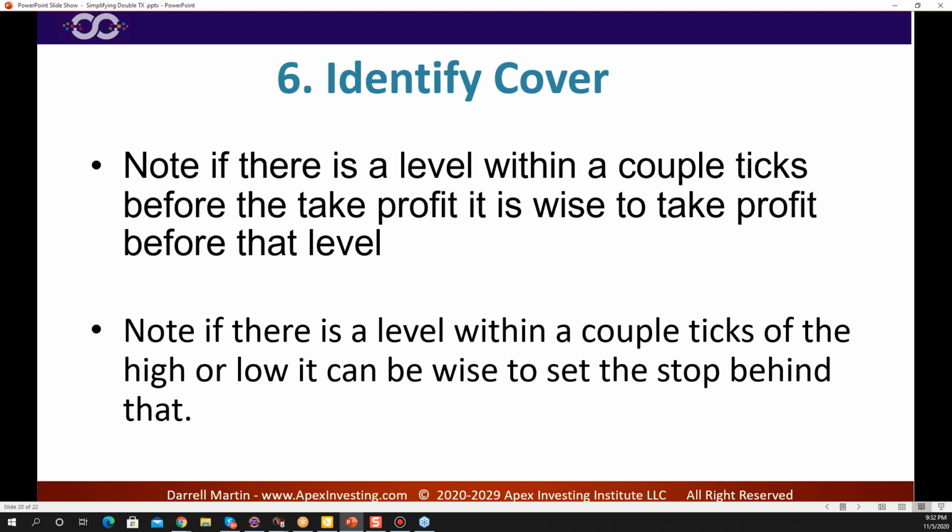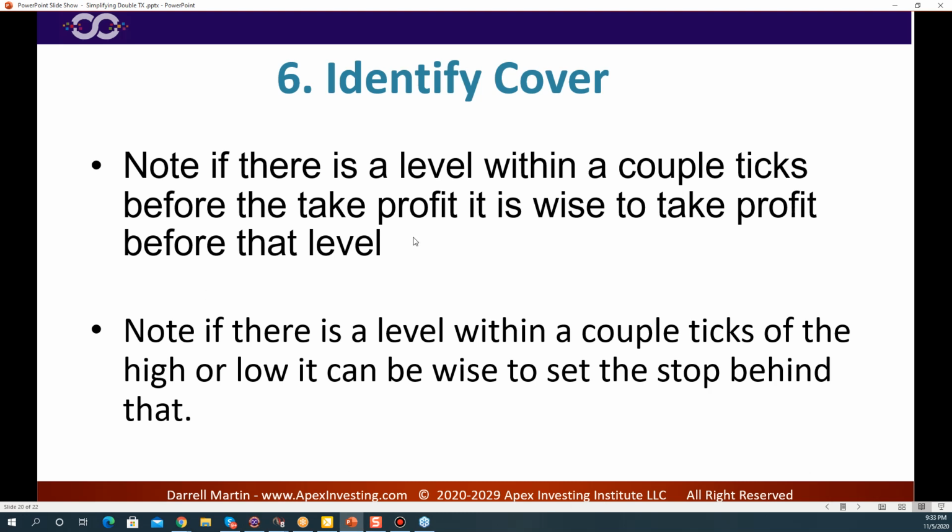Okay, so one other key is, if there's a level within a couple ticks of your take profit once you've entered, it's wise to go ahead and just get out before that. Yes, the ATM will automatically set your take profit at the close of that second bar, but let's say there's a big level right there, right at the close of that bar. Don't risk giving up that whole trade just to try to gain that extra tick or two. Just get out a tick or two before that.